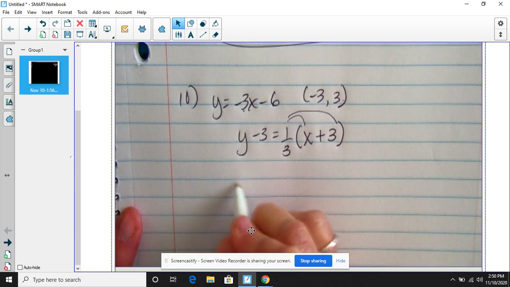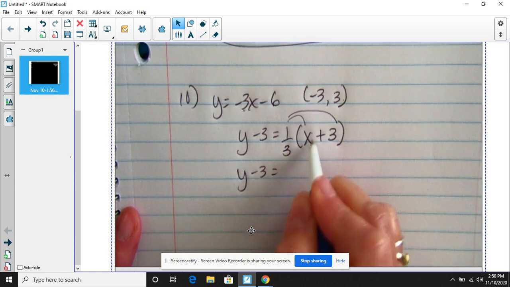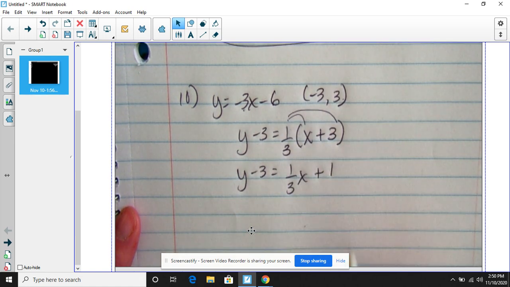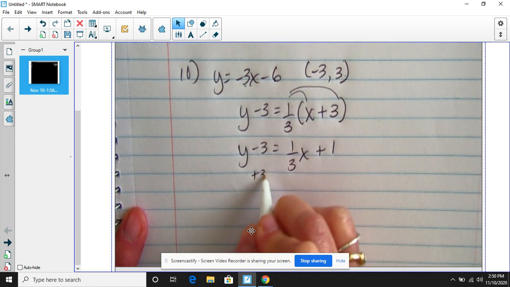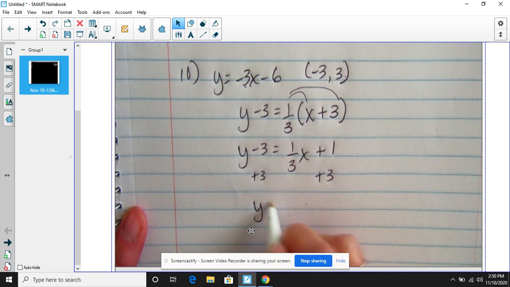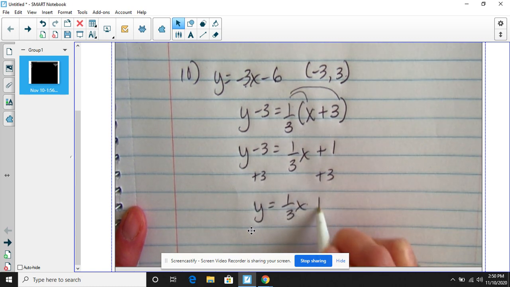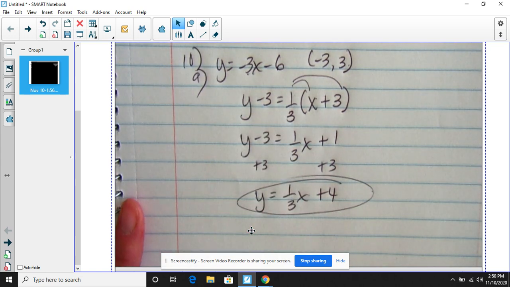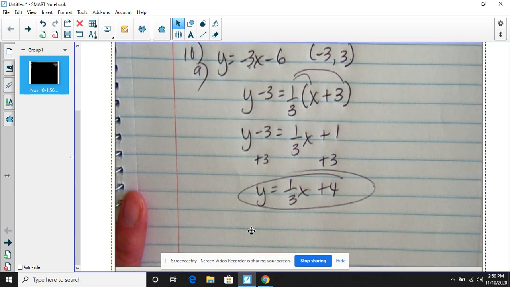Distribute. 1/3 times x is 1/3 x. 1/3 times 3 is 1. And then add 3 to both sides. So we get y is equal to 1/3 x plus 4. And that's 10a. We're probably about to run out of time.